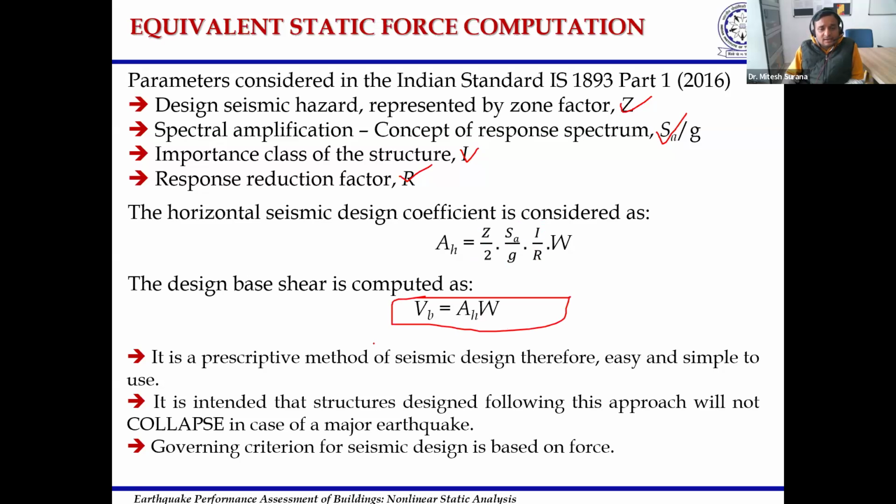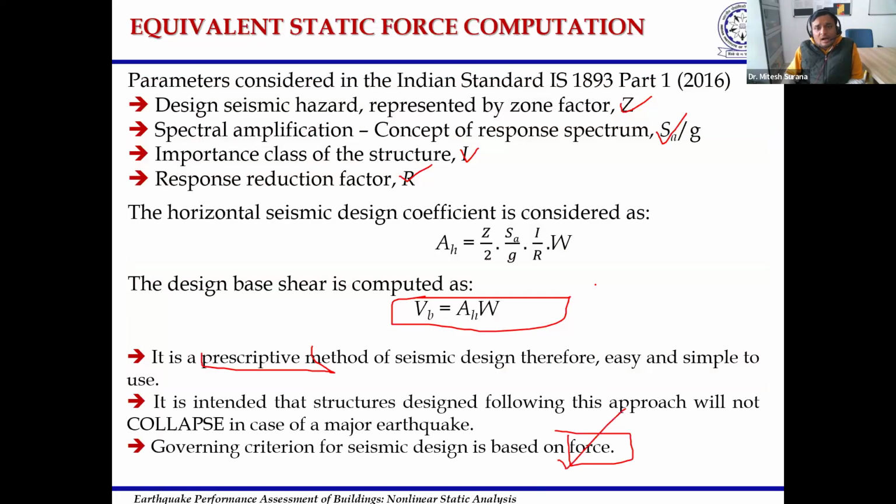In this case, we can clearly understand that the forces that we are computing using the current code method are actually based on prescription. The code writes the prescription that you do this, don't do this. So it is very simple to use. And if you see the foreword of the code, it is intended that a structure designed following this approach will not collapse in case of a major earthquake. But we are nowhere ensuring whether the structure will collapse or not. We are just relying on the foreword that is written in the code. And the governing criterion being used in seismic design is force alone. So we are designing for force and later checking for the displacement. But the final design criterion is force only in the current procedure.